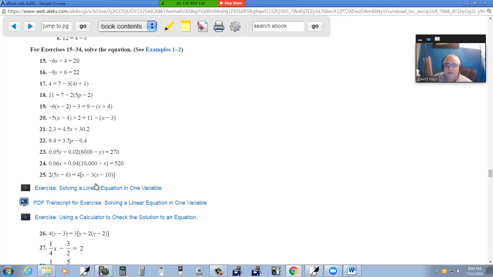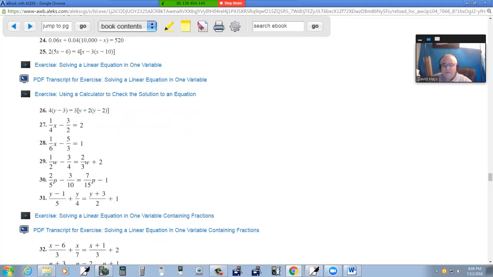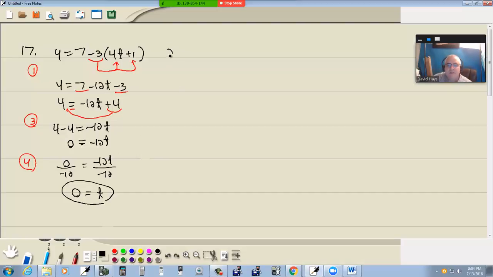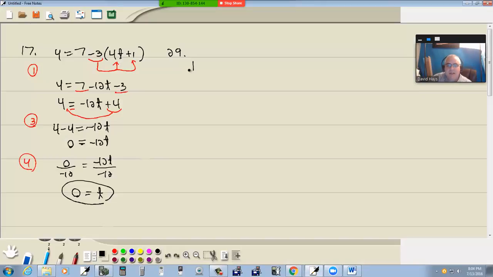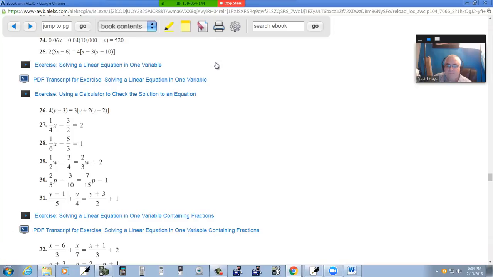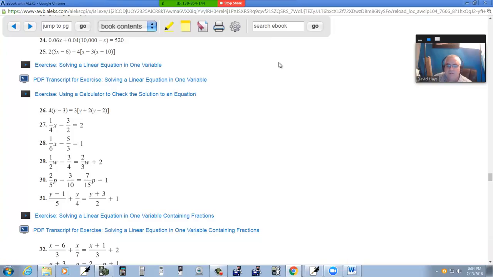Now let's look at another one. I want to look at a fraction. Number 29. It looks like an interesting one. We've got 1/2 w minus 3/4 equals 2/3 w plus 2.